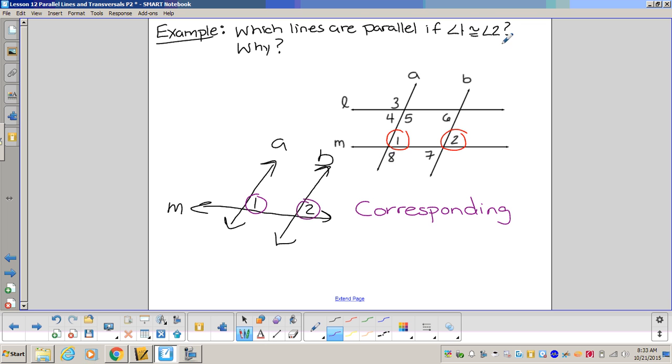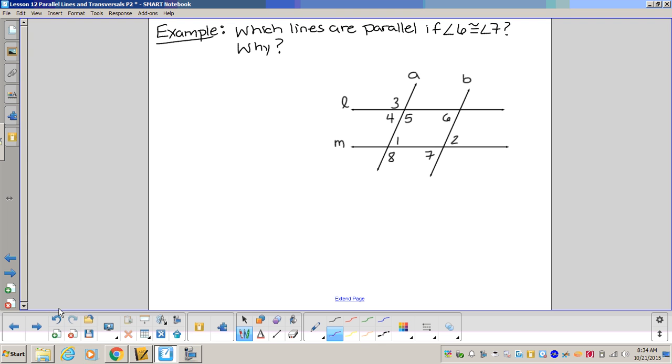And if 1 and 2 are congruent, we know when corresponding angles are congruent, then the lines must be parallel. So we know that line A is parallel to line B, and that's what we're looking for. Because these two angles are congruent, corresponding angles, we know that A and B are parallel lines. And remember, this symbol, the two that look like L's together, tells us that A and B are parallel.